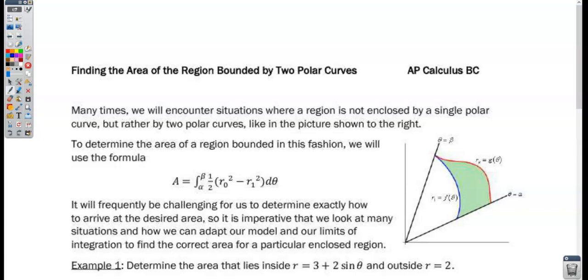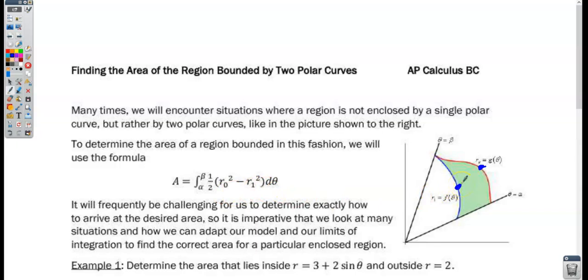A lot of times we'll run into situations where a region's not just enclosed by a single polar curve, but rather by two polar curves, which you can see in the picture over here to the right. To determine the area of a region bounded in this fashion, we're going to use the formula area equals the integral from alpha to beta of 1/2 r sub 0 squared, where r sub 0 is this radius, the outer radius, and r sub 1 is the inner radius.